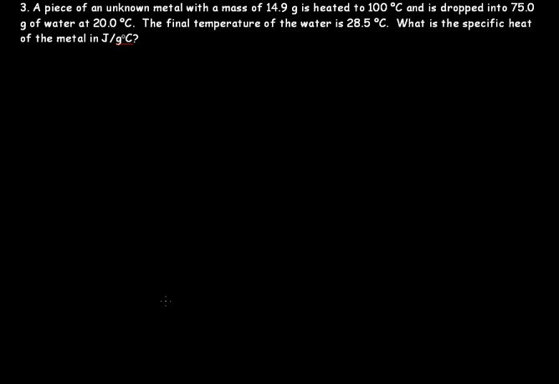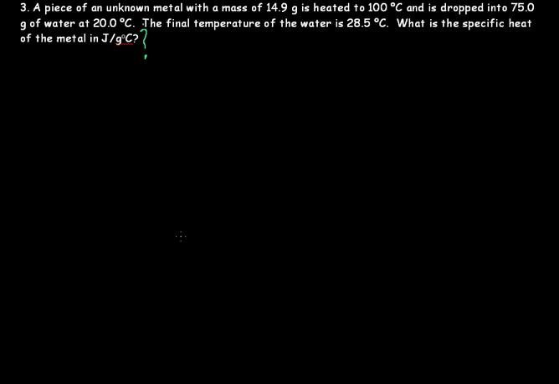And this third problem here, just like the calorimetry lab where we found the specific heat of an unknown metal, or calculated it for known metals, we're going to do the same exact thing here. We've got a piece of an unknown metal with a mass of 14.9 grams. We heat it to 100 degrees Celsius and drop it into 75 grams of water at 20 degrees Celsius. The final temperature of the water is 28.5 degrees Celsius, and we want to find the specific heat of the metal in joules per gram degrees Celsius?